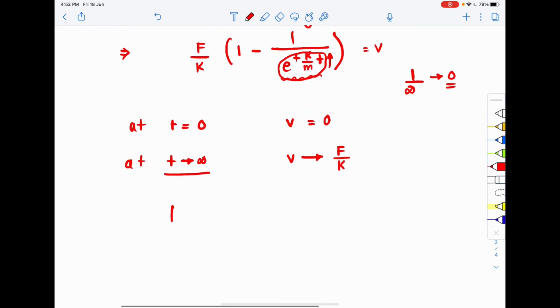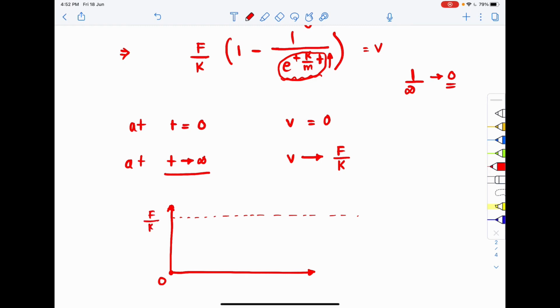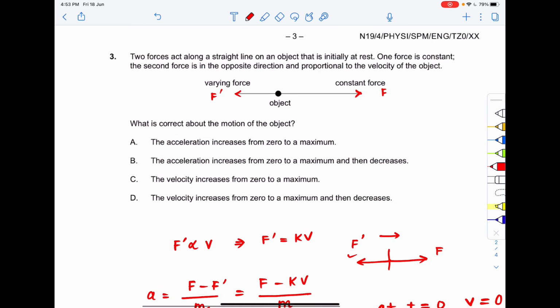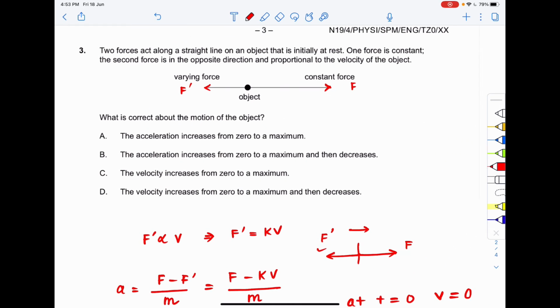So that means the velocity starts from 0, okay, and at very great time, at t tends to infinity, the velocity becomes constant at F by k. So the graph will be something like this, okay? At very great time, the graph will be constant and equal to your F by k. So the velocity will start from 0, then increases. So the correct option to your question number 3 will be option C, the velocity increases from 0 to a maximum, okay?